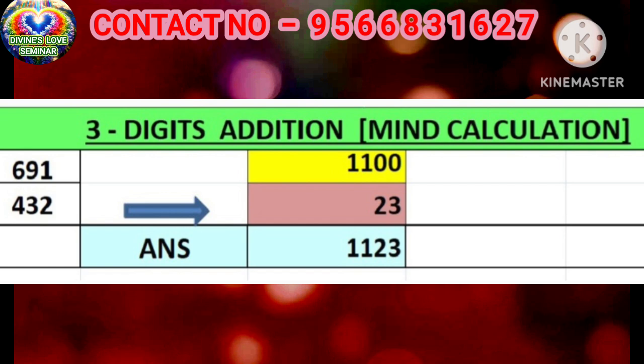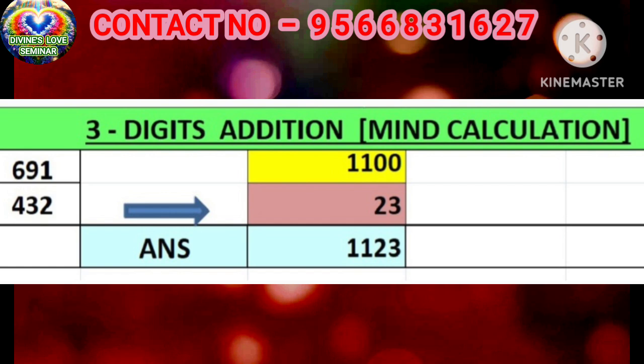Okay. Now we will calculate. Just see here, focus here. First calculate the remainder number. 100 plus 600 is 700. 700 plus 400, what will it be? 1100. Keep 1100 in your mind.